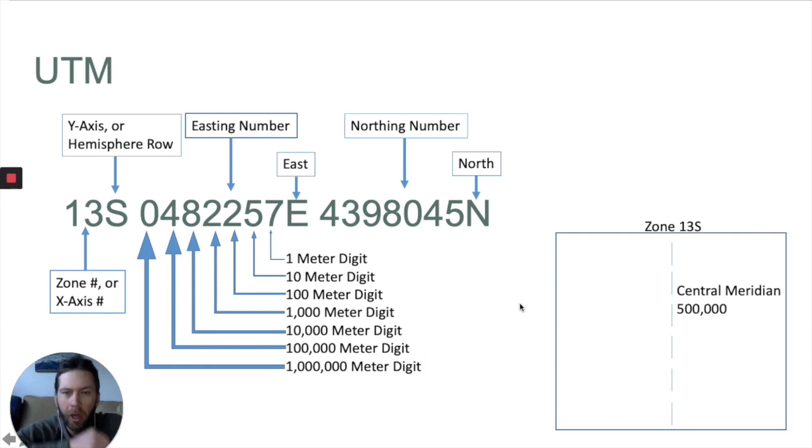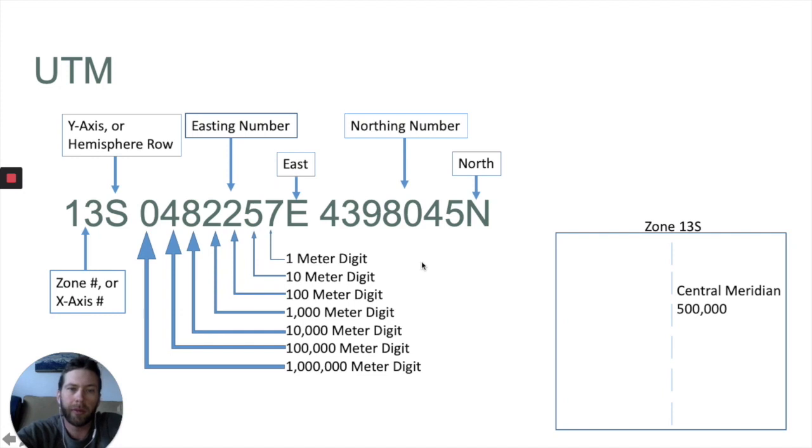So anything west of the central meridian is going to be below 500,000. Anything east of the central meridian is going to be above 500,000. On your easting, you're never going to hit a million, and you're also never going to hit zero. So just remember that you have the central meridian listed at 500,000.